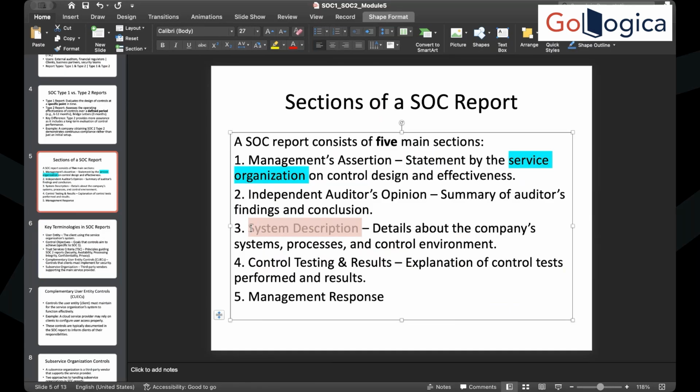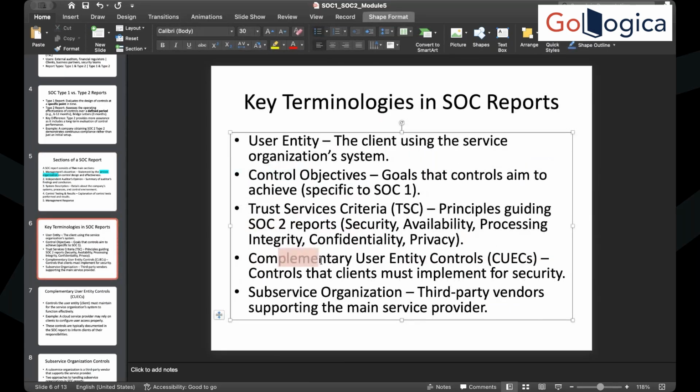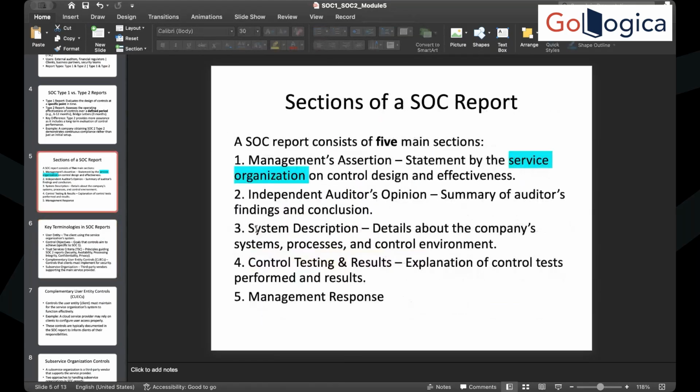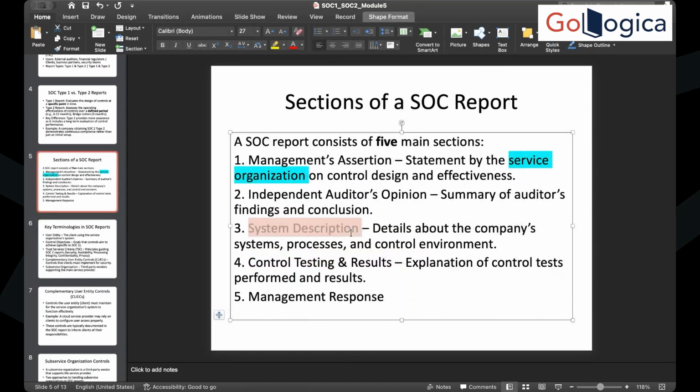Right. So I will mention the complementary user entity controls in my section 3, where I will mention the controls that my user entity, I mean anyone who is using my report or using my services, should implement at their end. I have implemented controls at my end. That is my section 4. You can read through what controls I have implemented.